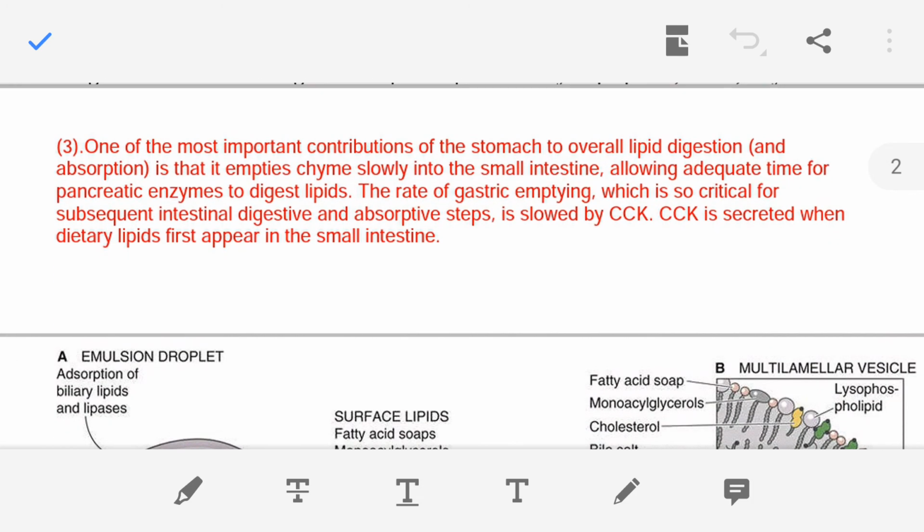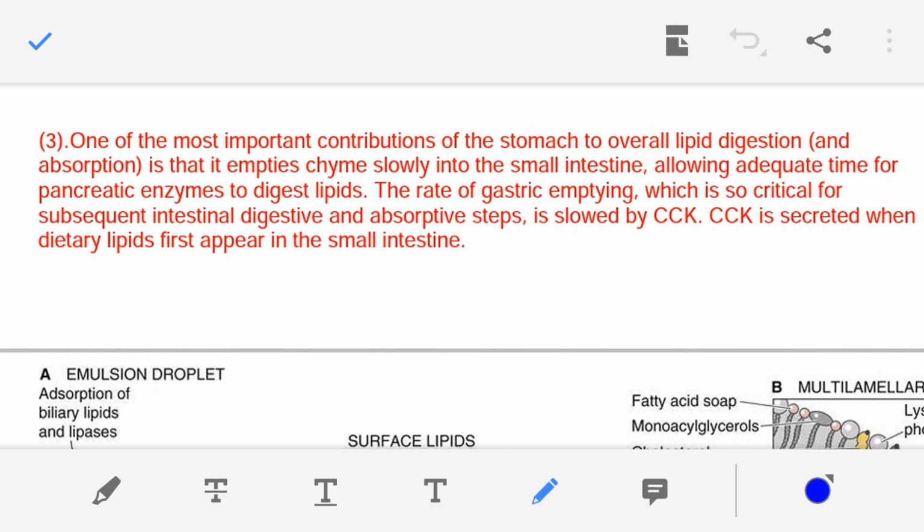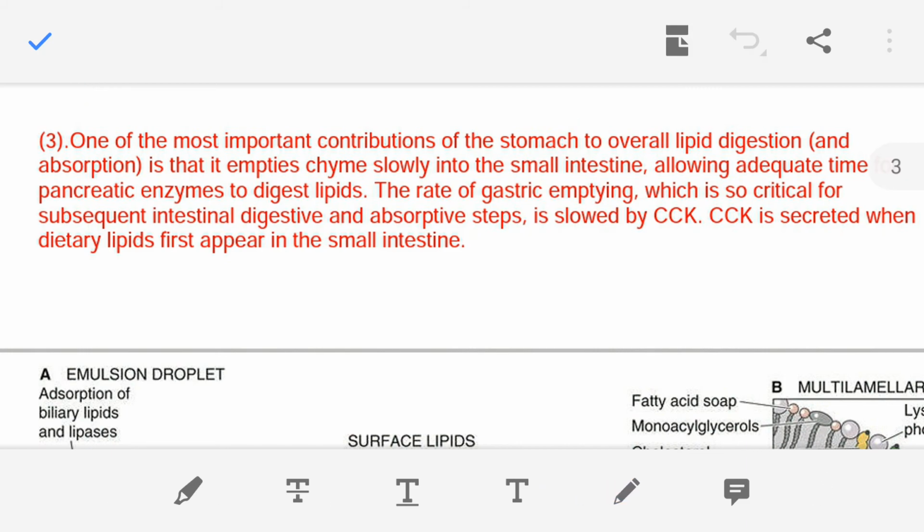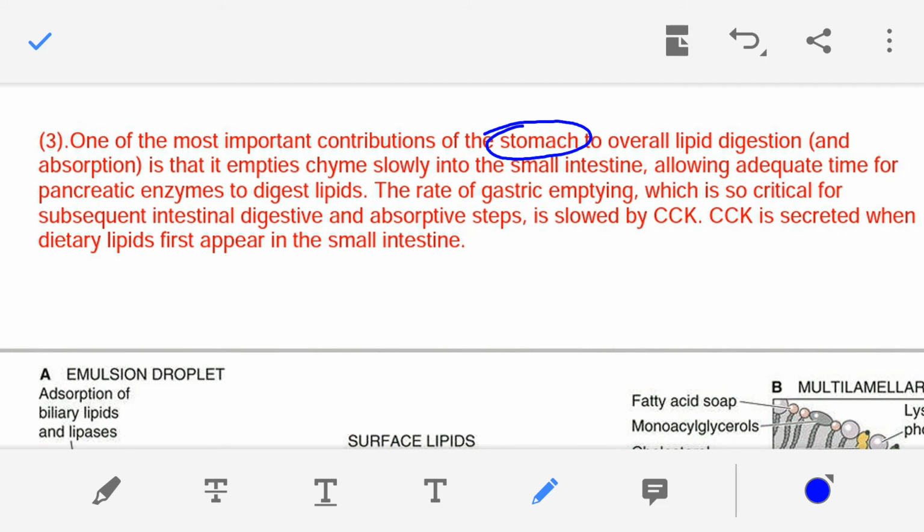So now we are discussing the third point, the role of the stomach in the digestion of dietary fat. Now the stomach empties the chyme. We know what chyme is: the food which is digested in the stomach, the acidic food, that is known as the chyme. And the stomach is emptying this chyme slowly into the small intestine.